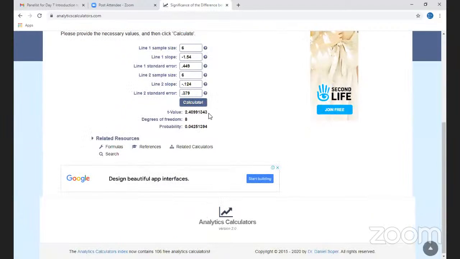Now the t value, what is the t value? It is 2.409. Okay, and the p value is 0.0425. It means it is less than 0.05. So here we can say the interaction term is working. Moderation is working here. Now I am stopping sharing this.